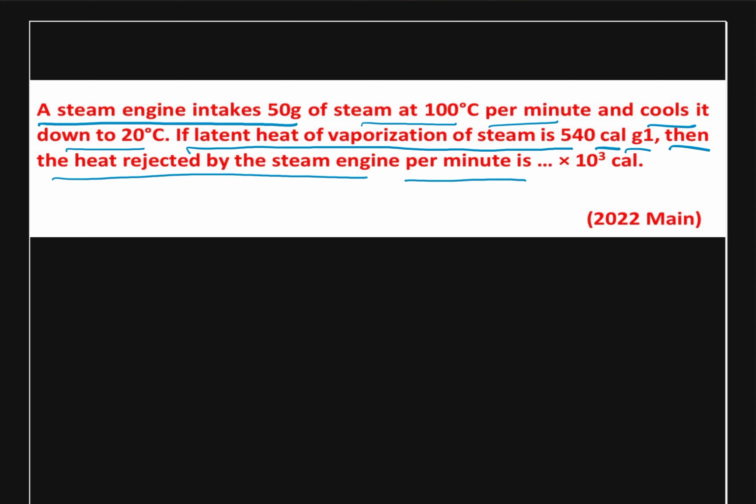Okay. So here the heat will be rejected. We can say that the steam is at 100 degree centigrade and it cools down to 20 degree centigrade. Therefore, we are going to have two processes. One will be condensation, and the other one will be cooling of water. So we have a condensation.